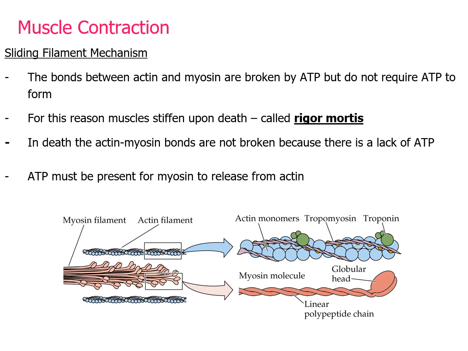Because ATP is required for release of the myosin head from actin, and because when a person dies they are no longer producing any ATP, soon after death muscles start to stiffen. This is called rigor mortis, the rigidity or stiffness of death. The body becomes really rigid, all the muscles are quite rigid. That's why in slang, some people call a dead body a stiff.